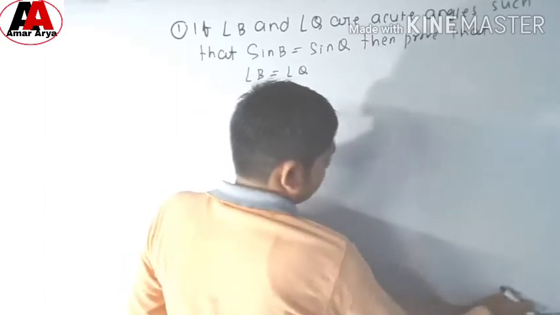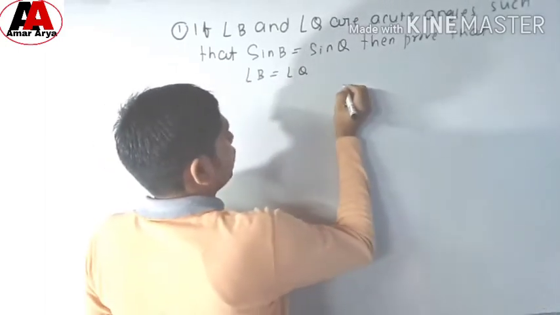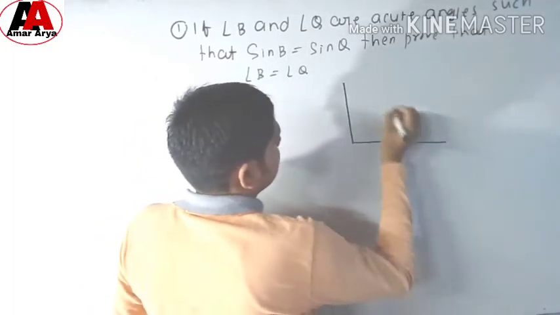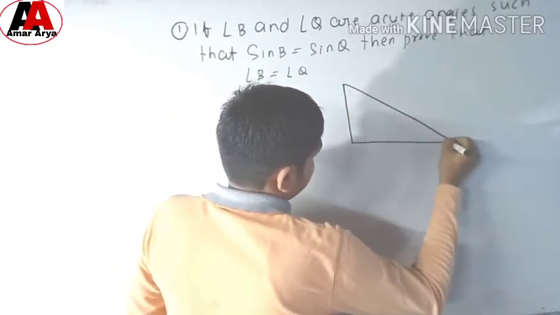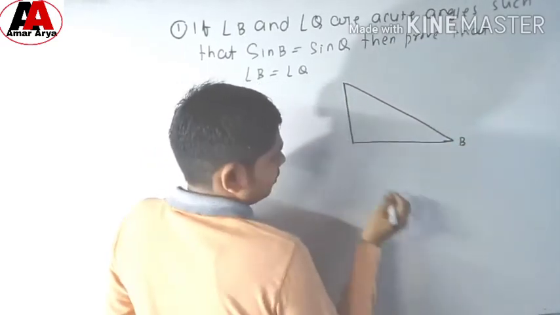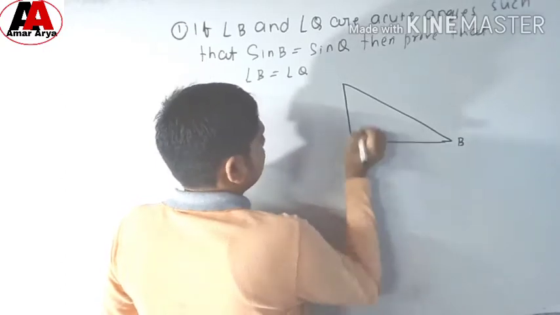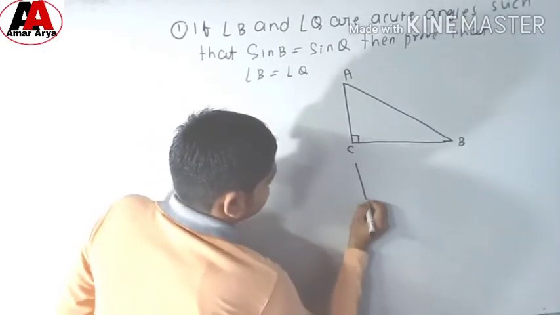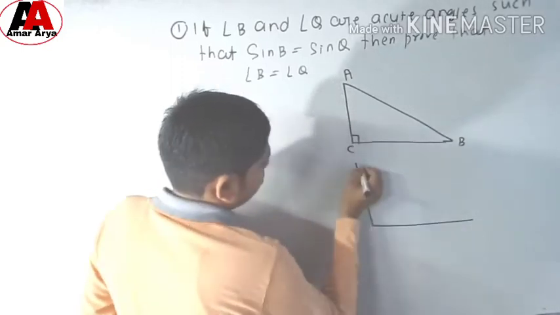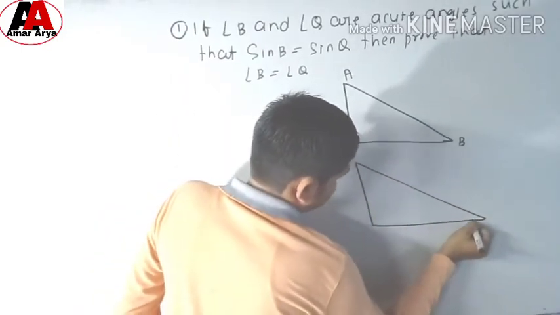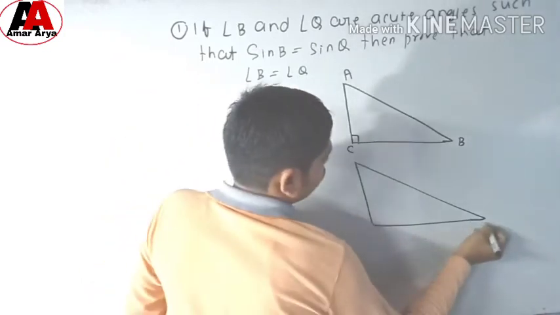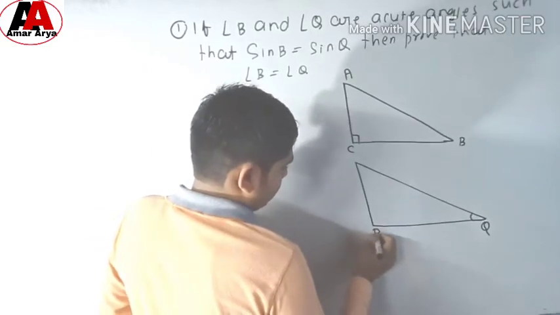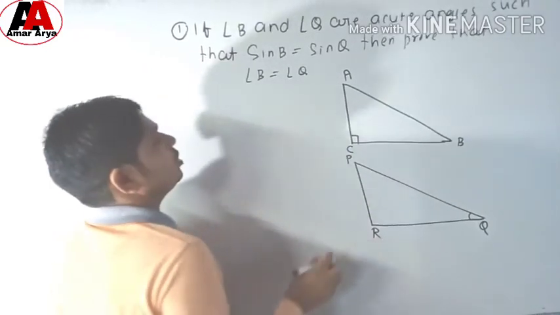So we have two acute angle triangles. First of all, we can construct two acute angle triangles. Suppose here is one of the triangles, where B is acute, C is the right angle, and here is A. Okay, one acute angle triangle. And next, this is another acute angle triangle, where Q is the acute angle, here is R, and here is P. Okay, so these are the two triangles.